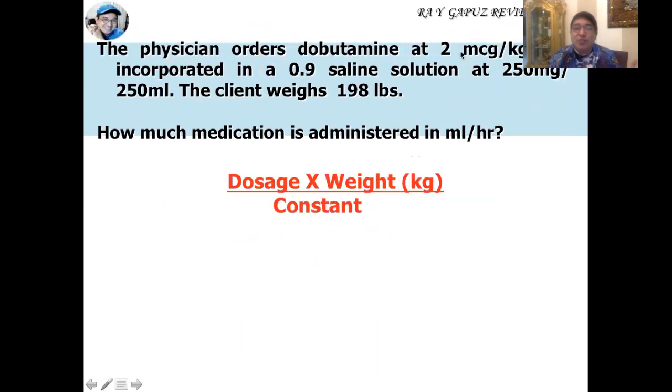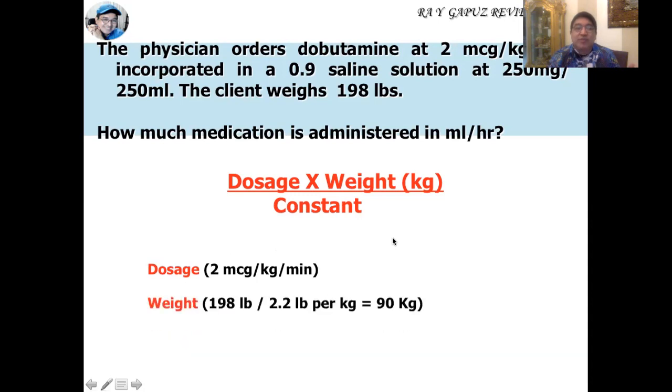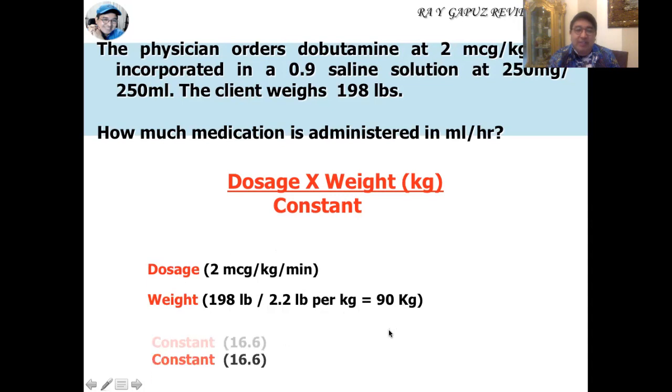So the dosage would be 2 microgram per kilogram per minute. The weight has to be in kilograms and we have it in pounds. So we have to convert that and then divide it with a constant. The dosage we have written in the stem of the question. The weight, 198 pounds, we divide by 2.2 pound per kilogram, and that will give us 90 kilograms. Okay, so we make use of the 90 as the value for the weight.